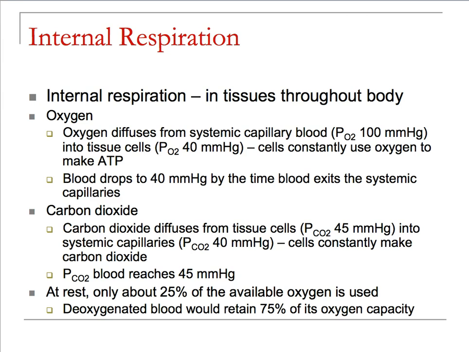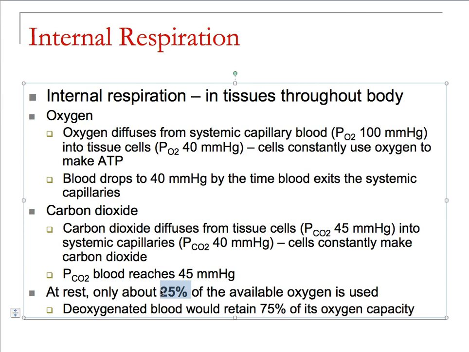Internal respiration is when oxygen is going to travel actually into the mitochondria. The carbon dioxide actually exits out, and at rest, take a look at this, 25% of all of the available oxygen is actually being used. That means deoxygenated blood would retain 75% of its own oxygen capacity.